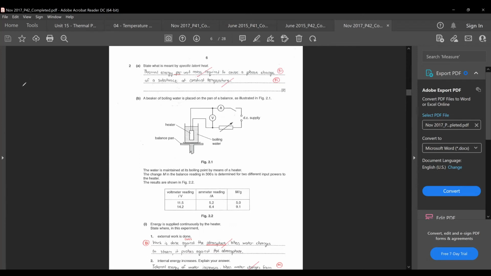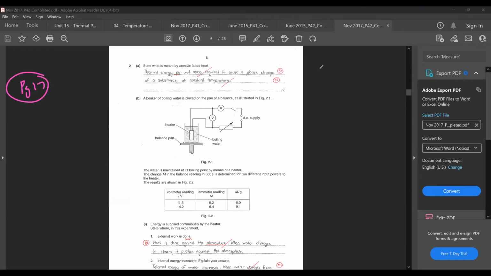Okay, page 17 from just now. Again, same thing. What is meant by specific latent heat? Thermal energy per unit mass required to cause a phase change of a substance at constant temperature. Just take the definition from your notes. Okay. Part B is where things are a bit different.